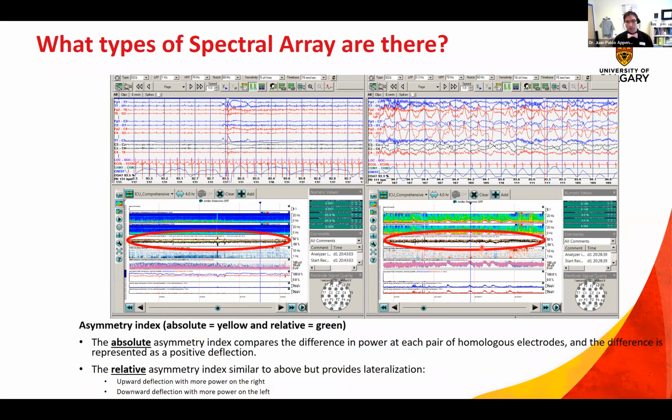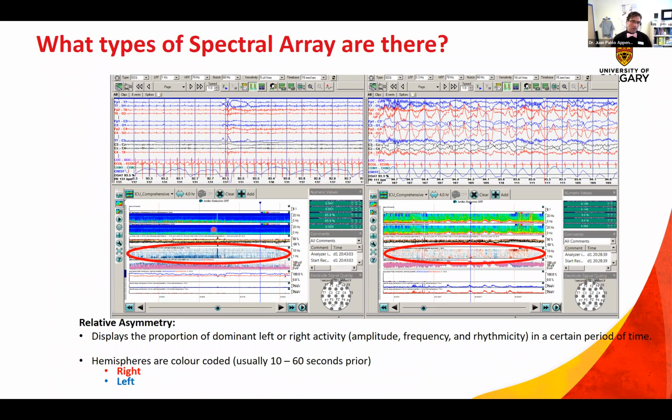Then we also have the asymmetry index, in which you have absolute and relative. For the relative, the green one, if it goes upward, it's more likely that there is more power on the right hemisphere. For instance, in this seizure, as we can see, it's a right occipital seizure, so the deflection is going up. And if it goes down, the power is more on the left. And you can see here it is going down, with a little bit of left dominance. This was an artifact on the left, but it was picked up because the right hemisphere was flat.